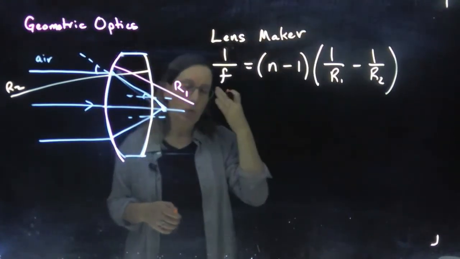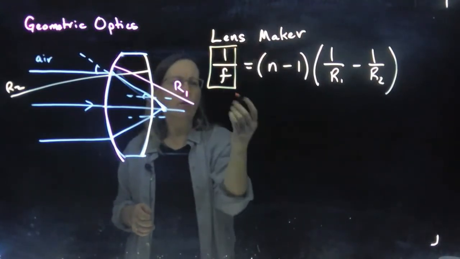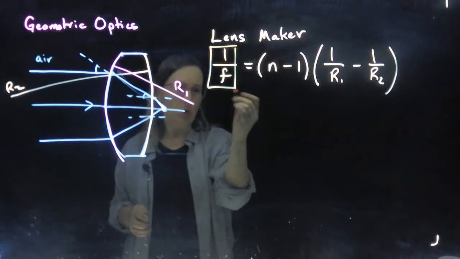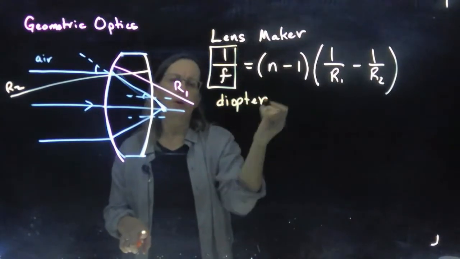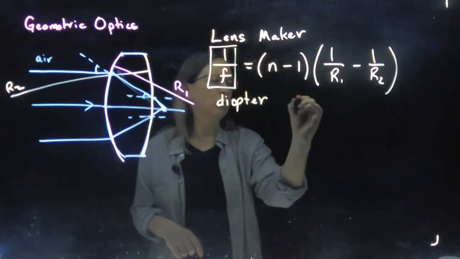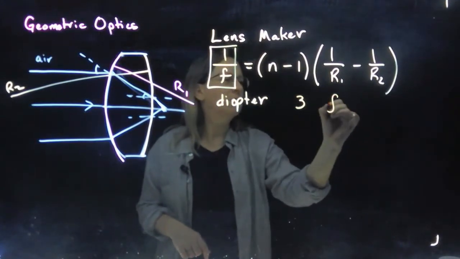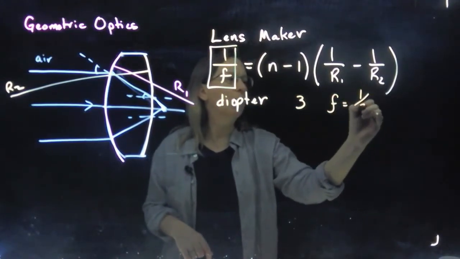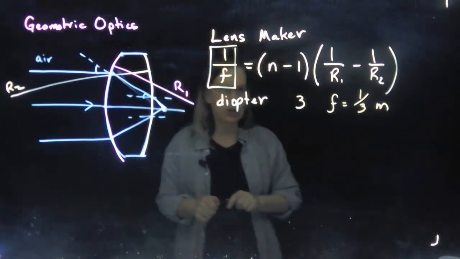And for those of us who wear glasses, we're actually familiar with this term. 1 over the focal length in meters is what is called a diopter, and that's what your prescriptions are in. So if you have some value of a diopter, like 3 is your prescription, then what that means is the focal length is 1 over 3 meters. Okay, so that's what that notation is.